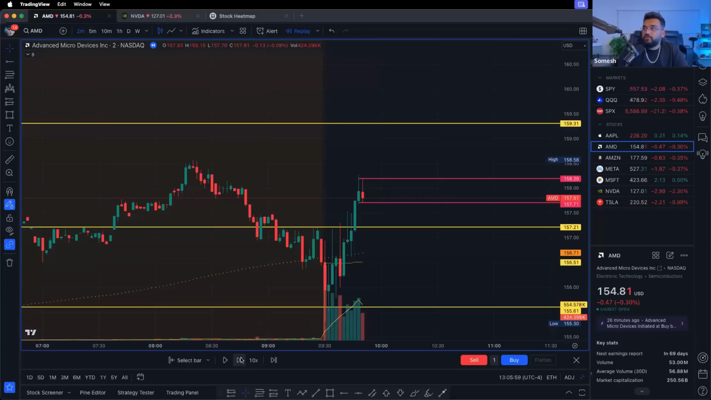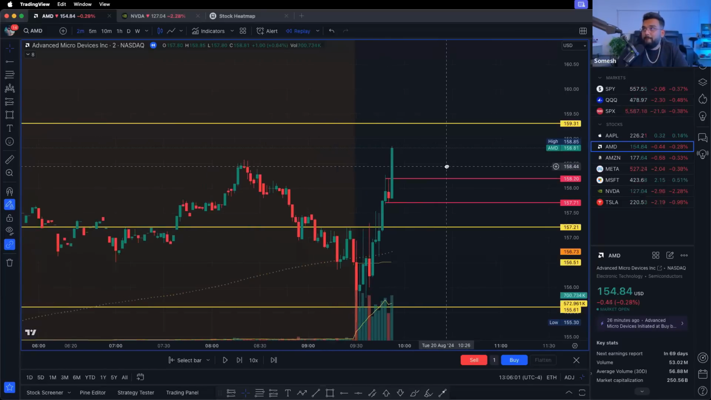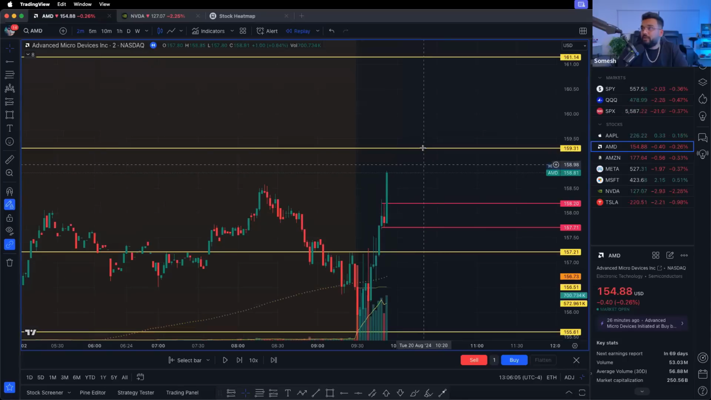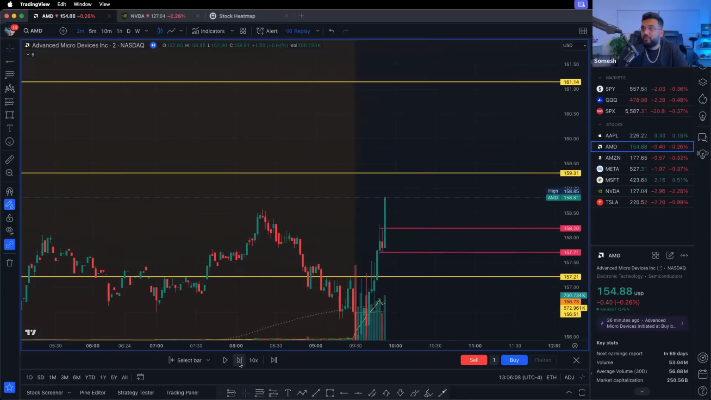Now, let's see how it goes. I'm in a trade, right? First profit target, 159.3, first hourly level. So what we're going to do, let's say we jumped in, I think my fill price was about 2.35 or something, whatever it was.